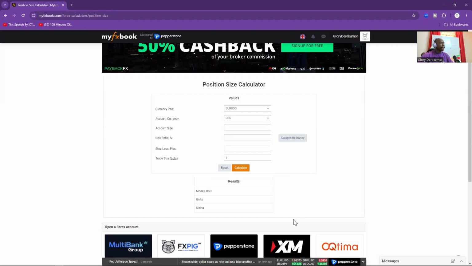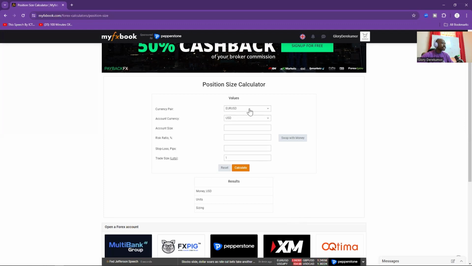Remember, I said, when it comes to your lot size, you don't have to just pick and choose any number for your lot size. Your lot size must be derived using a lot size calculator. The derivation of that lot size is based on the currency pair that you're trading, the balance you have in your account, your percentage risk, and the number of pips in terms of the stop loss. So from your entry price to your stop loss price, what's the number of pips in between? With all of these, you're going to calculate your lot size.